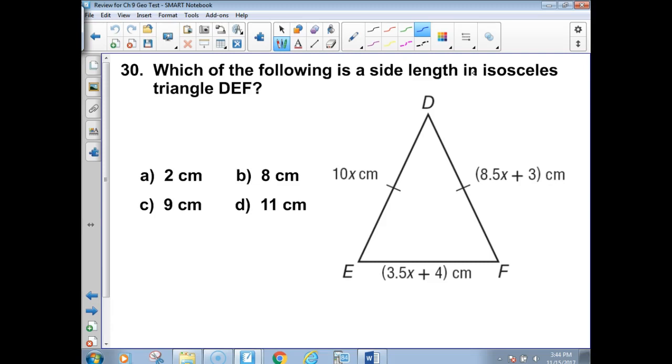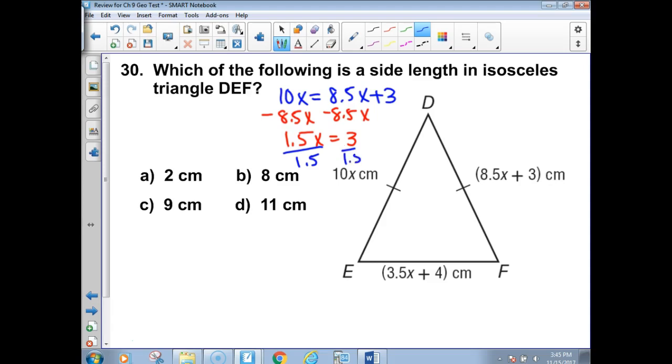Which of the following is a length in an isosceles triangle? This side and this side are marked congruent by the slashes, so we can solve for x by doing 10x equals 8.5x plus 3. We would then subtract 8.5x from both sides, and that would give us 1.5x equals 3. And then we could divide by 1.5. And 3 divided by 1.5 gives us an x value of 2. Now, what's a common mistake to do is circle A. Okay, but that's not what they asked. They said, which of the following is the side length in that triangle?